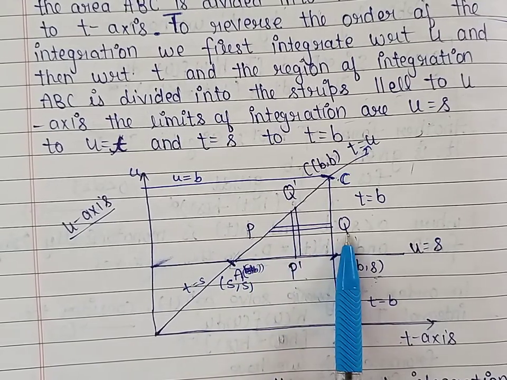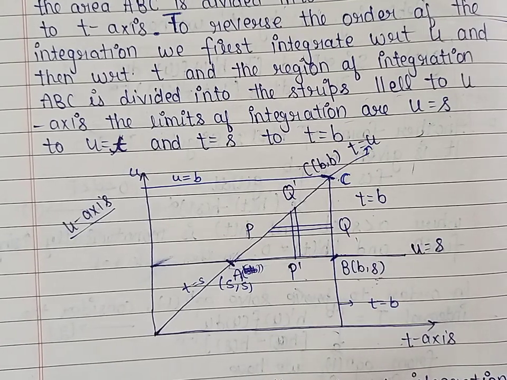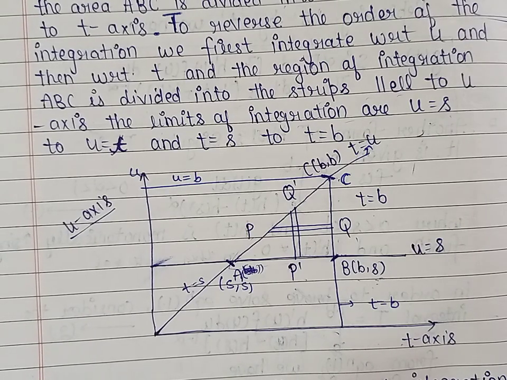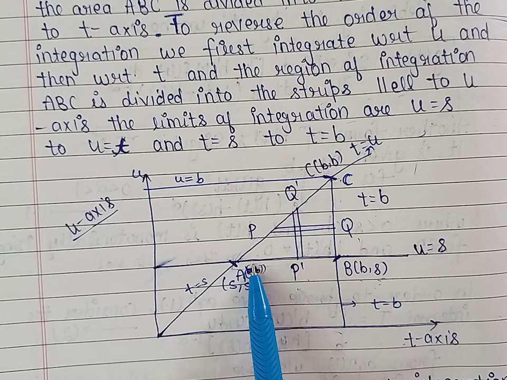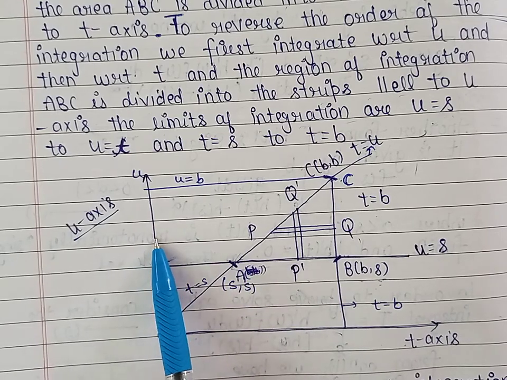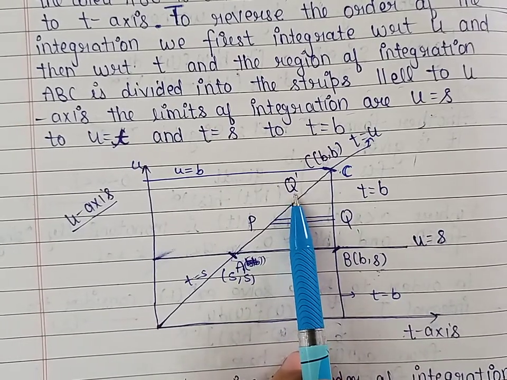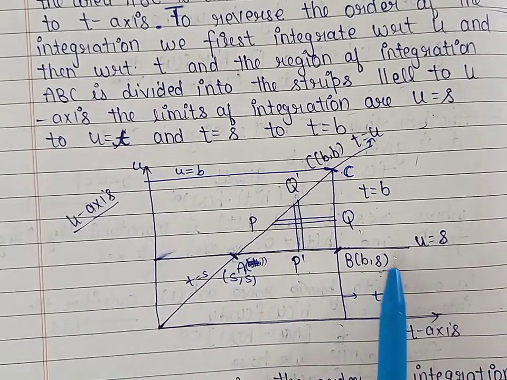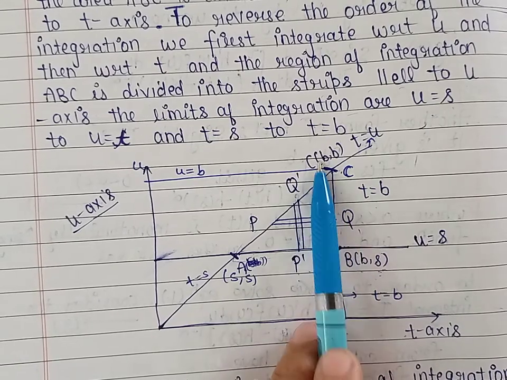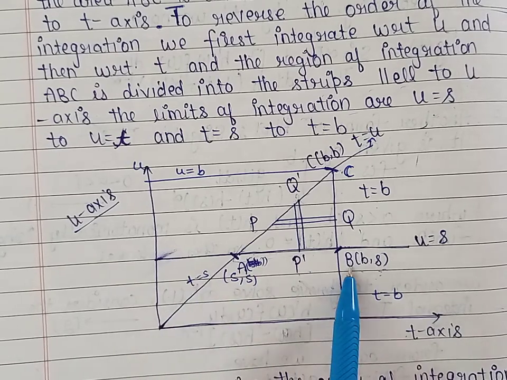Now we will have to reverse the order of integration. It means we first integrate with respect to u and then with respect to t. To change the order of integration, the triangular region ABC is divided into strips which are parallel to the u axis, and one such strip is the strip P'Q'. So in this case the limits of integration for u will become u equal to s to u equal to t, and the limits of t will be t equal to s to t equal to b.